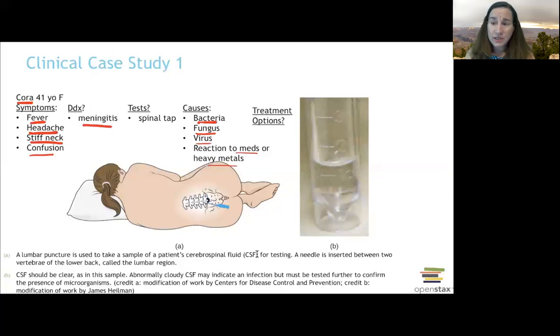So if we're thinking meningitis, we want to do a spinal tap, test the CSF, see what's going on in there. And maybe we can figure out in the CSF, is something growing in there? What is it? And now we can treat it once we can diagnose what's in there. So this is the very beginning, trying to treat Cora, figuring out what's going on with her, coming up with her differential diagnosis, and then we'll track Cora throughout chapter 1 and figure out what's going on with her.